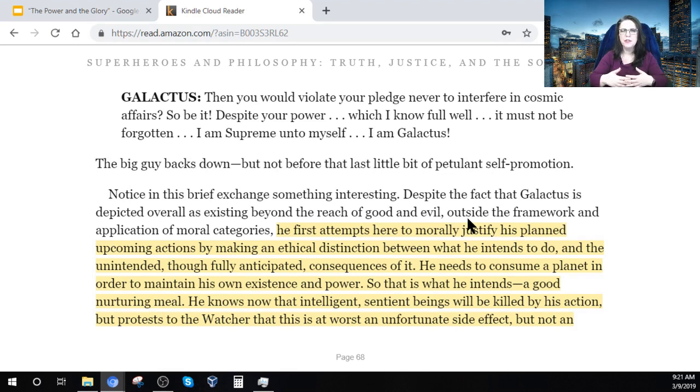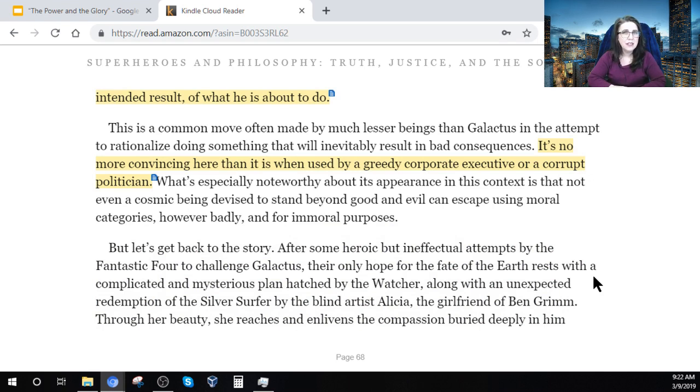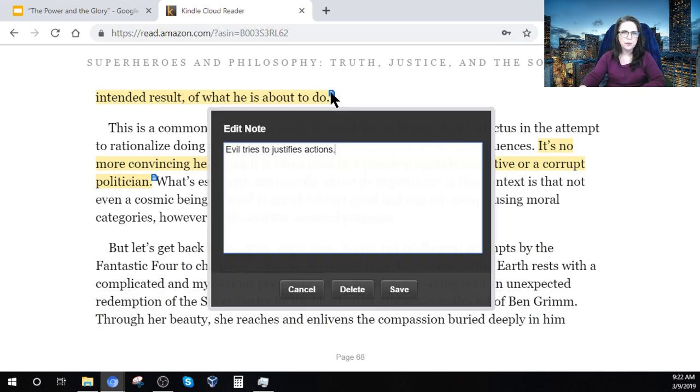And the authors here point out this exchange of dialogue between the Watcher and Galacticus. They want you to notice that Galacticus first attempts to morally justify his actions by making an ethical distinction between what he intends to do and the unintended consequences of it. He needs to consume a planet in order to maintain his own existence and power, so that is what he intends, a good nurturing meal. He knows that intelligent sentient beings will be killed by his action, but protests to the Watcher that this is at worst an unfortunate side effect, but not an intended result of what he is about to do. So here, evil tries to justify his actions.